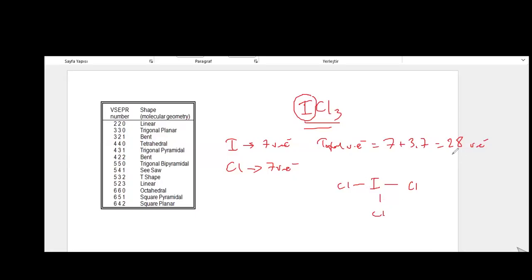With single bonds, we have already consumed the six valence electrons, so we have 22 valence electrons remaining. Each chlorine atom needs six more valence electrons, so minus 18. As you can easily realize, finally we have four valence electrons, and you can put those valence electrons on the iodine central atom.